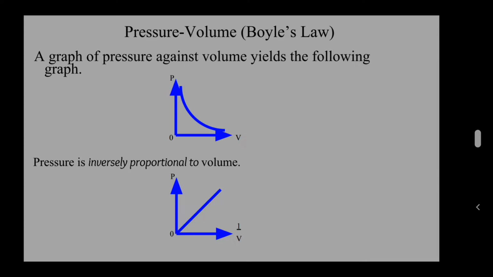But if we wanted a nice straight line, because it's inversely proportional, which means that when one thing gets bigger, the other thing gets smaller, you need to have P on the y-axis and 1 over V on the x-axis, and that would get you a straight line through the origin. Now, these graphs are very important for multiple choice questions because they come up time and time again, so you need to be careful of the labels and the axes.